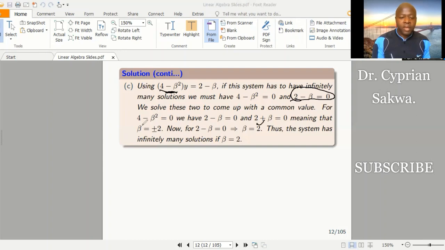So the left side has given us 2 values, and the right side has given us 1 value, but we choose the common value. So the common value is that beta should be equal to 2. And that's how we tell if a system has infinitely many solutions or has one unique solution or has no solution. So those are the steps, and you can look at various examples to enhance your skill.